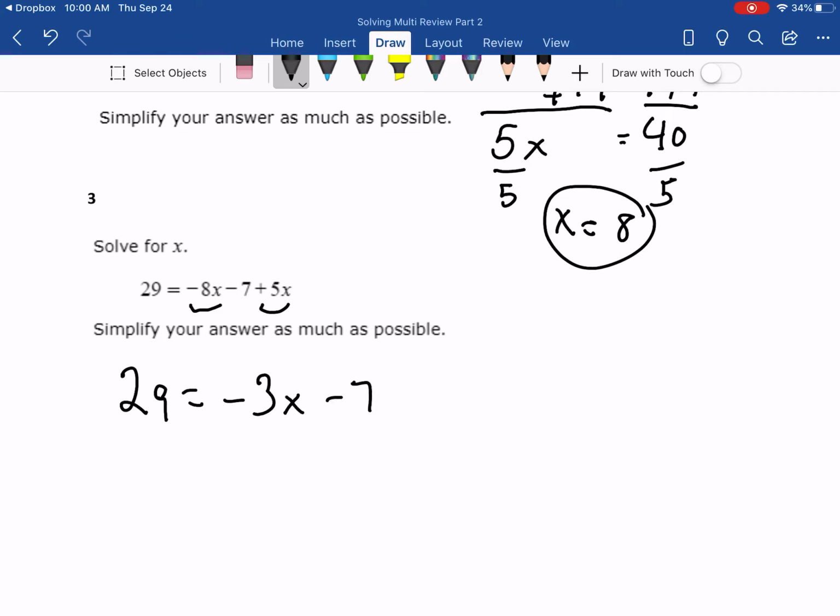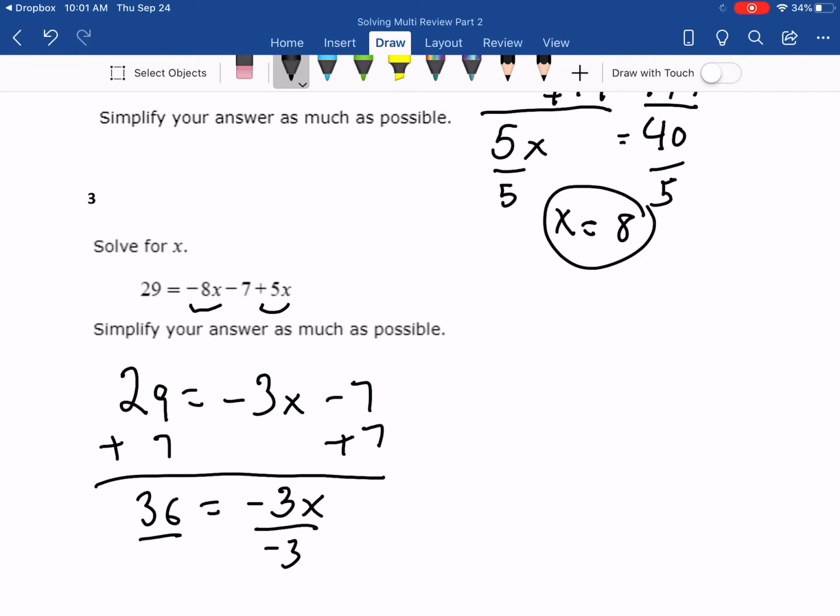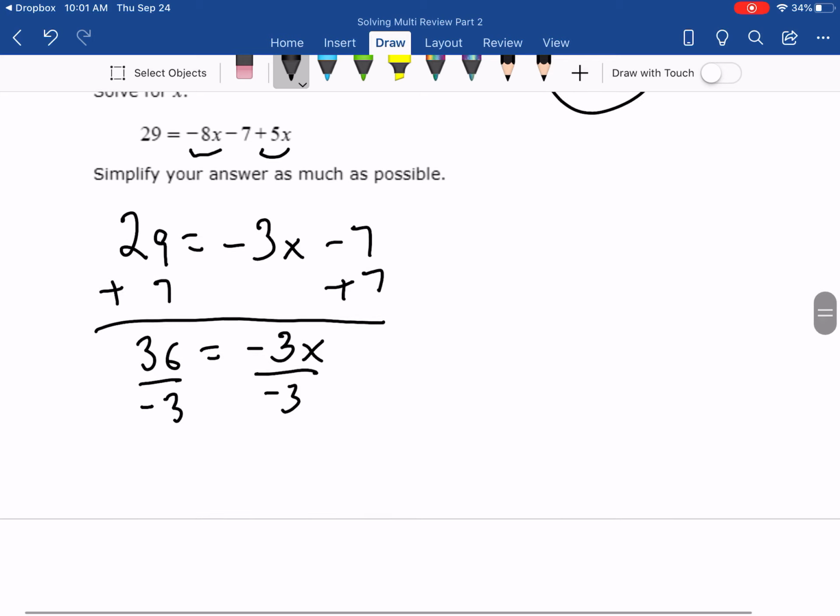Okay. Next step, we want to add or subtract something each side. I'm going to add 7 so that the variable is alone. And last, we want to either multiply or divide. We'll divide. So negative 12 is equal to x.